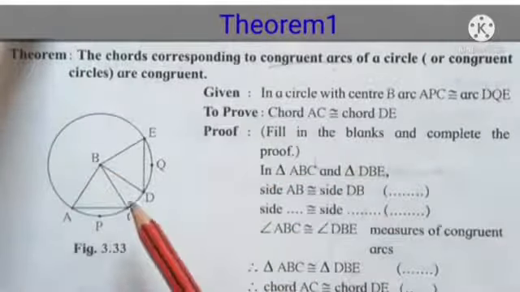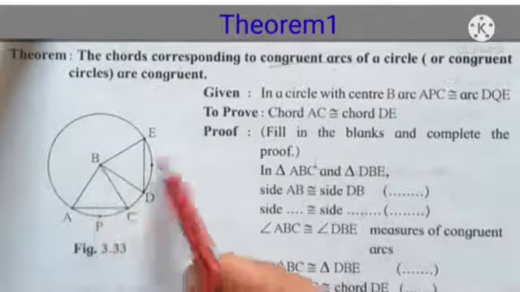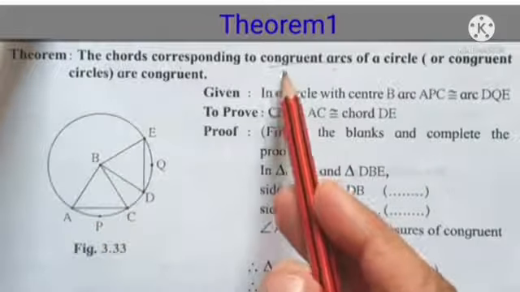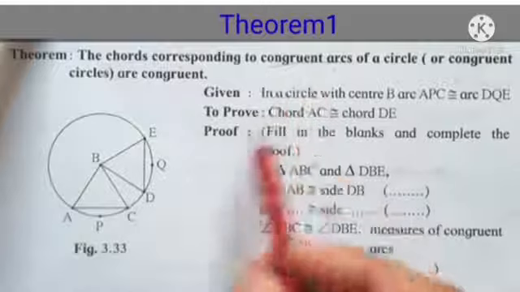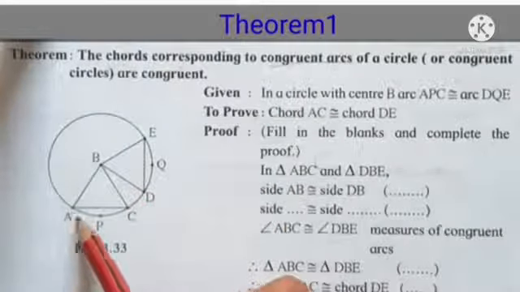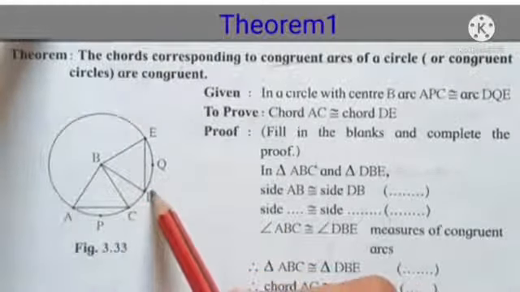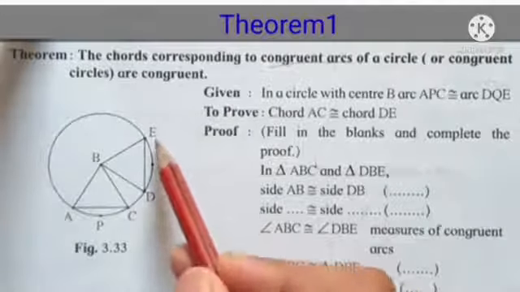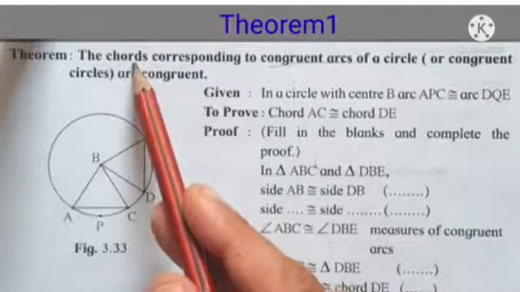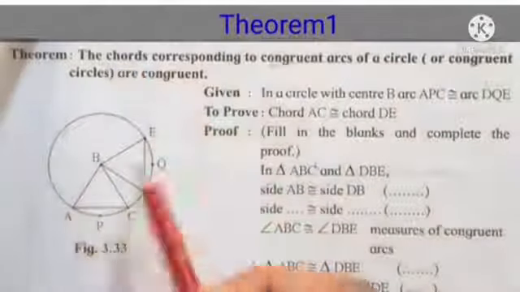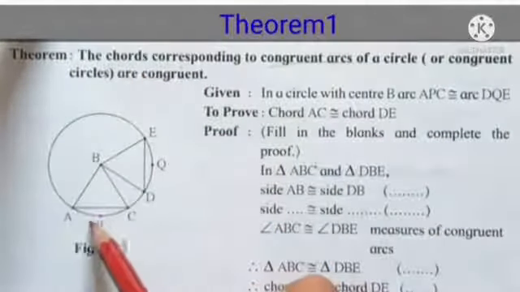See what is given: in a circle with center O, we are given that the arcs are congruent. Which are the arcs here? Arc APC is congruent to arc DQE. And what we have to prove? Corresponding chords are congruent. So what are the corresponding chords?